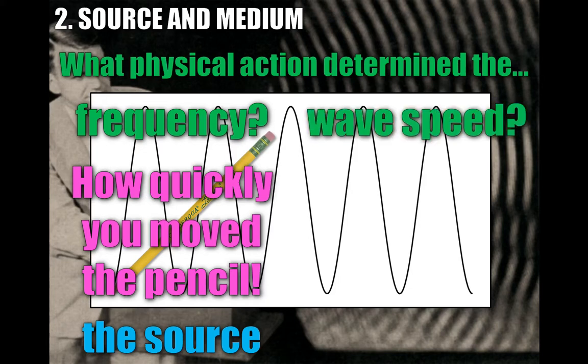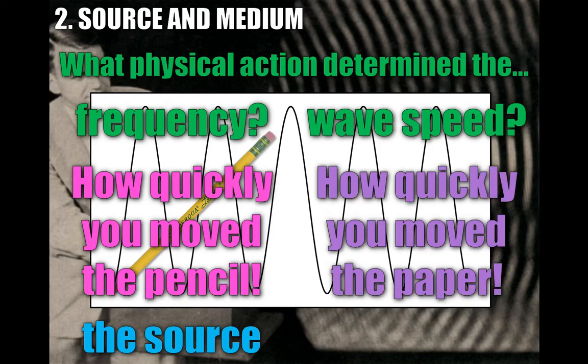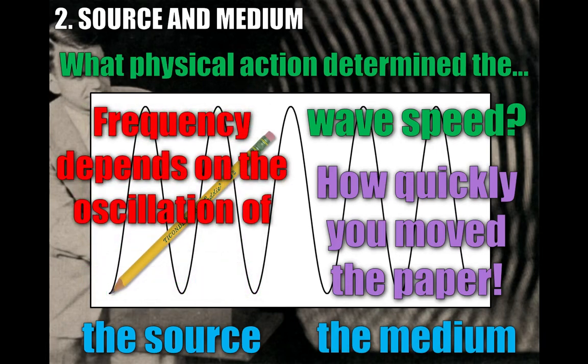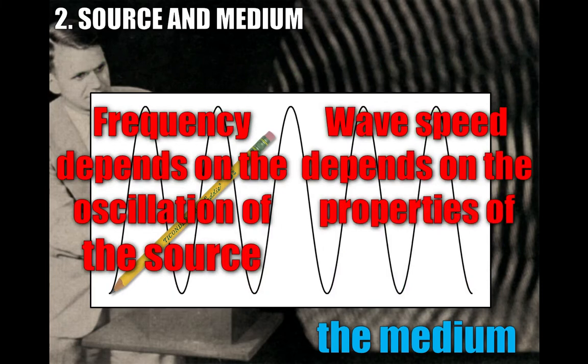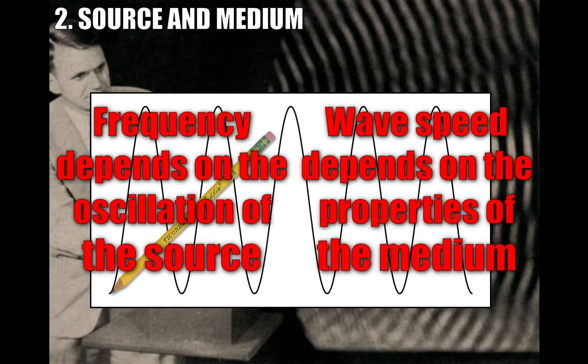Well, what physical action determined the speed of this wave? And that would be the other action we took, pulling the paper. In other words, the medium, the material that carries the wave. And this is actually true for all waves. The frequency of any wave is determined by the oscillations of the source. And the wave speed is determined by properties of the medium that the wave travels through.